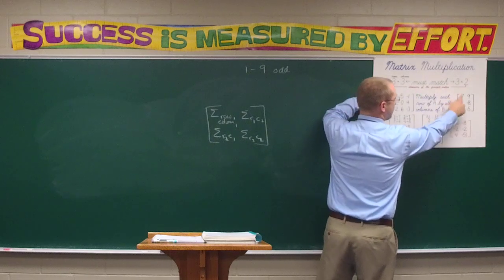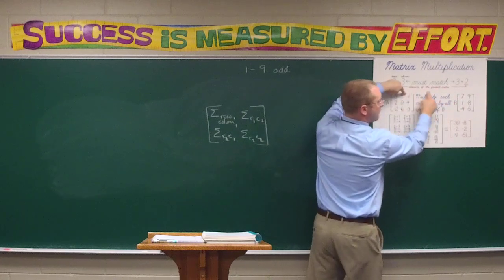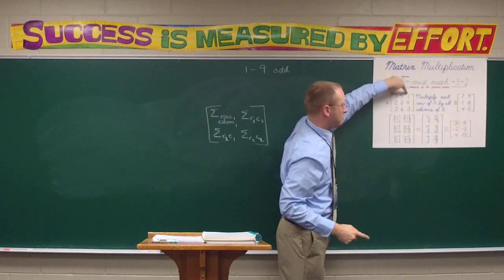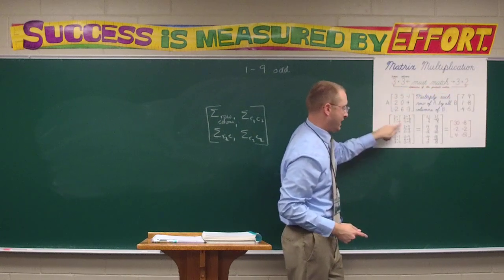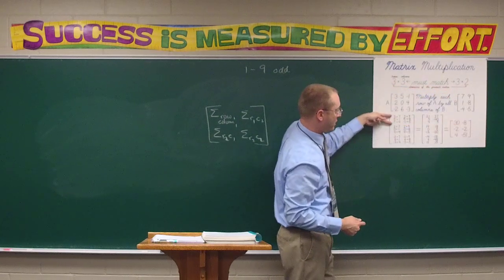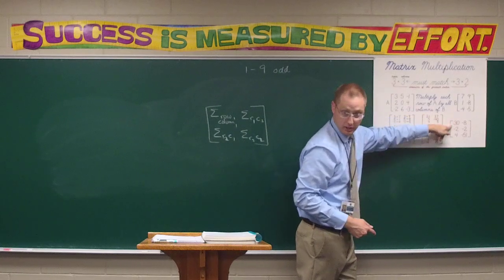So 3 times 7, 5 times 1, negative 1 times 4. Do we see we took these 3 numbers, multiplied them by those 3 numbers? The summation of all of that is going to be my first number. So that's a 21, a 5, and a negative 4, or positive 4, excuse me. Add those all together, you get 30.